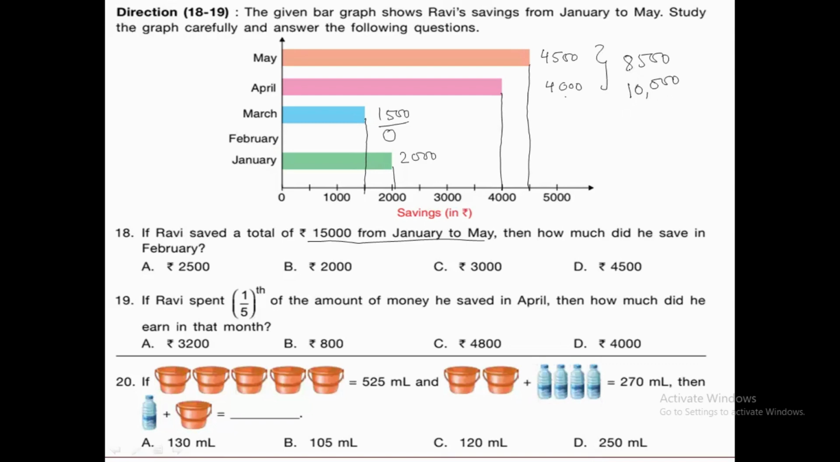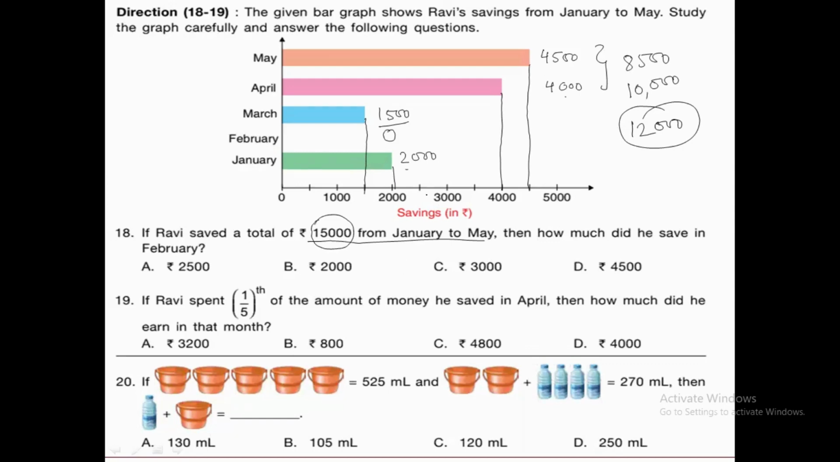Okay, because 8,500 plus 1,000 is 9,000, and 9,500 plus 500 is 10,000. Now we need to add 2,000 to it, so it will be 12,000. Correct. Now the question is saying that Ravi saved a total of 15,000 from these months. So what will be the saving in the month of February?